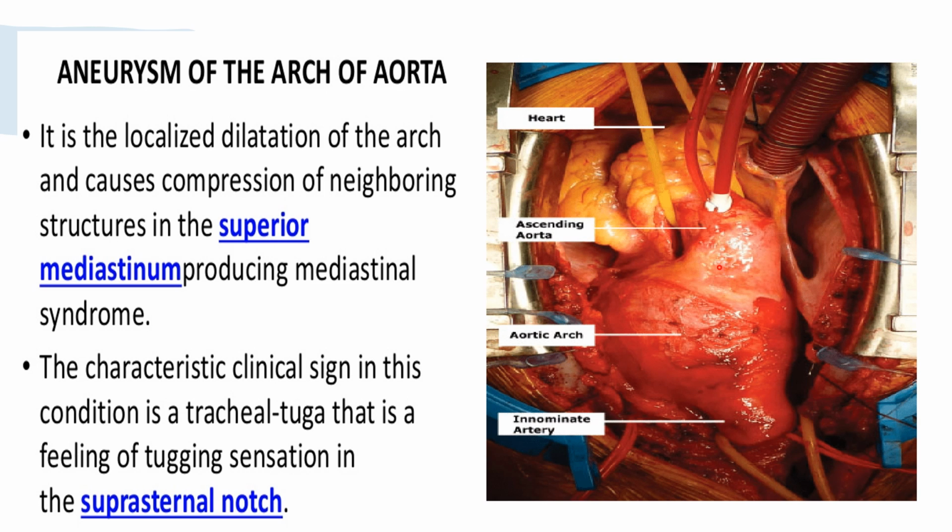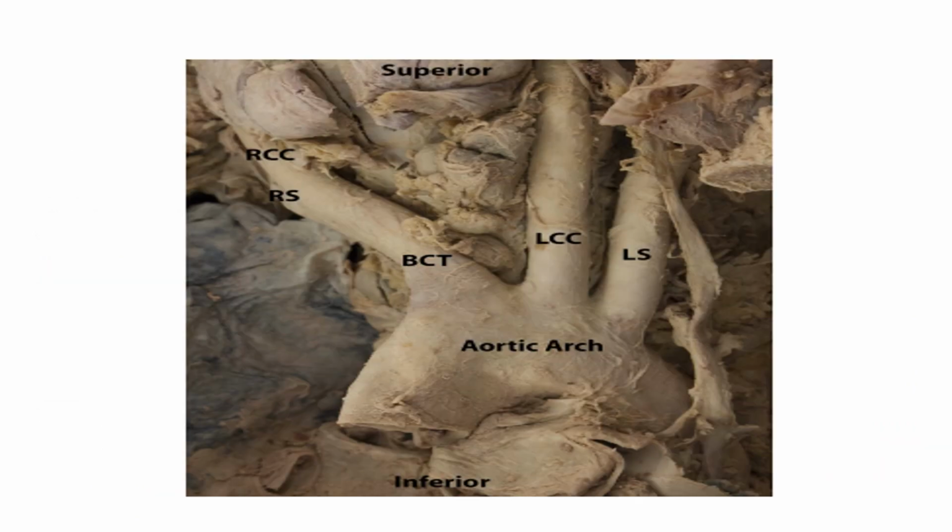Abnormal dilatation of the arch of aorta results in compression of the neighboring structures in the superior mediastinum. Now in this cadaveric image of the arch of aorta, we can make out the branches of the arch of aorta: the brachiocephalic trunk, left common carotid and left subclavian artery. So these are the three main branches from the arch of aorta. You must remember these three branches arising from the arch of aorta.